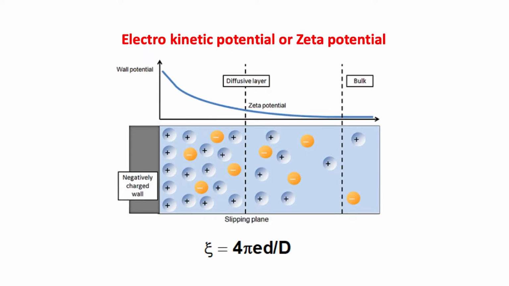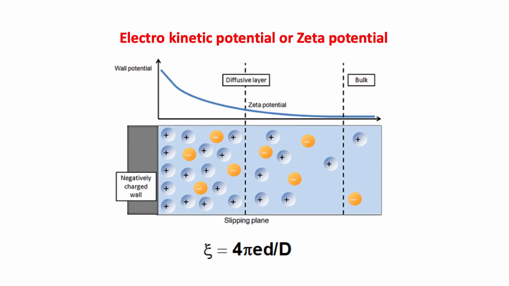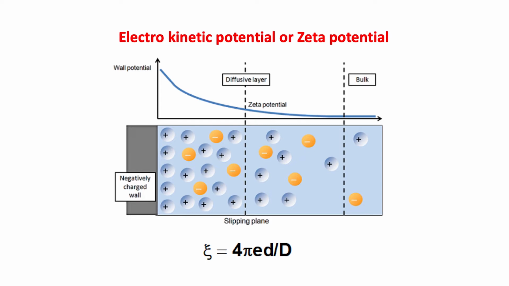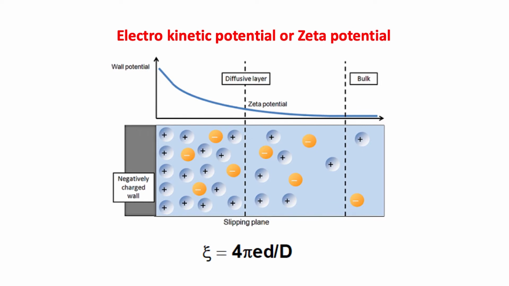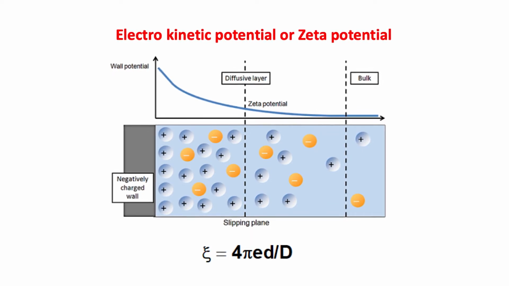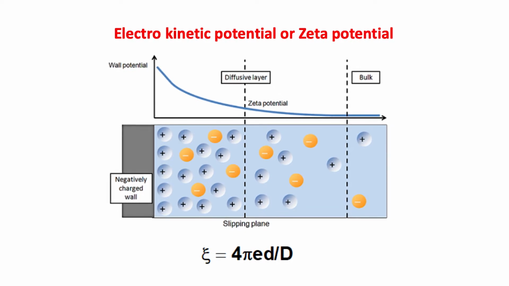The electrical potential at the position of closest approach of ions to the surface fixed layer with reference to the bulk liquid is called the electrokinetic potential or zeta potential. If the electrical double layer at a solid liquid interface is regarded as a condenser with parallel plates d cm apart, each carrying a charge E per centimeter square, it has been derived from electrostatics that the zeta potential is given by zeta equal to 4 pi E d by capital D, where capital D is the dielectric constant of the liquid.